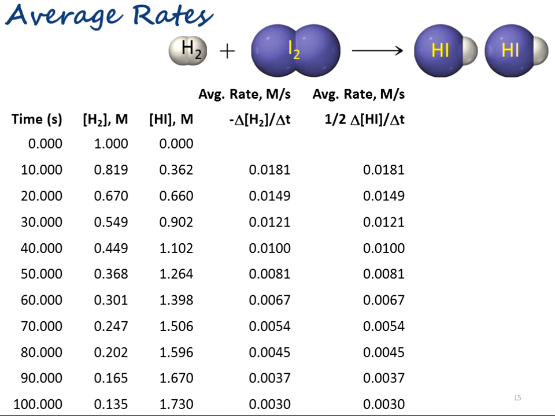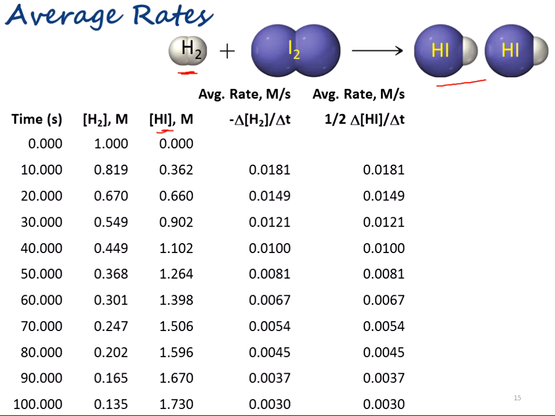So we're just looking at the change of this H2, so one of our reactants, and the change in the HI, which is our product. And then the last two columns, they've already calculated the average rates for us. So the change in the hydrogen concentration over time and the change in the HI concentration over time.